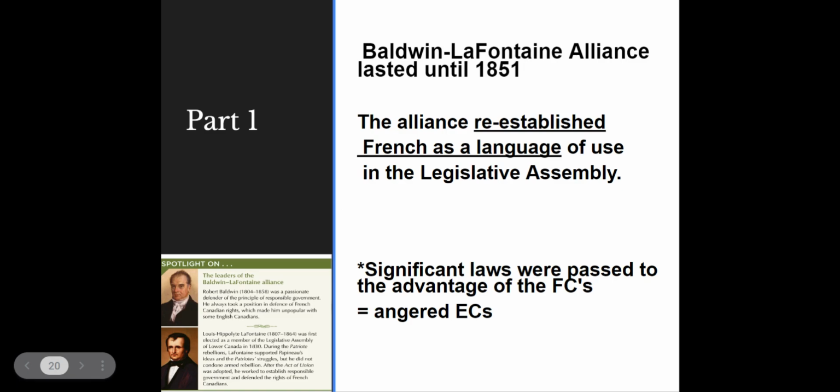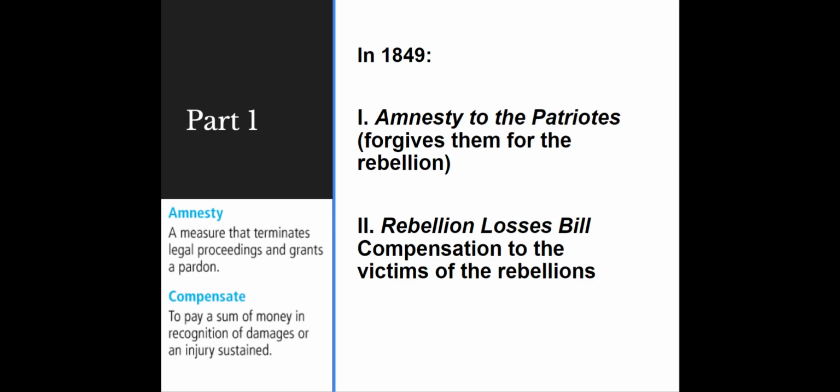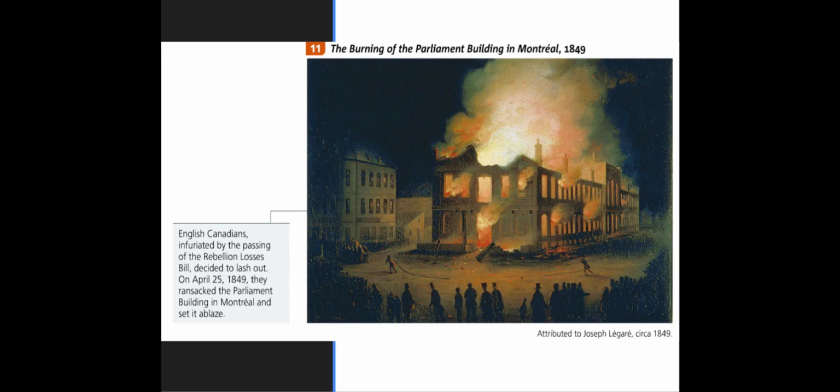So Baldwin and LaFontaine made several changes. They reestablished French as a language of use. So this was good for the French Canadians. However, a few things angered the English Canadians. Significant laws were passed. In 1849, amnesty was granted to the Patriots to forgive them for the rebellions, and they were granted money, compensation in the Rebellion Losses Bill, which was given to the victims of the rebellions. What happened? Well, it led to a lot of anger by English Canadians who, infuriated, set the Parliament building in Montreal ablaze.